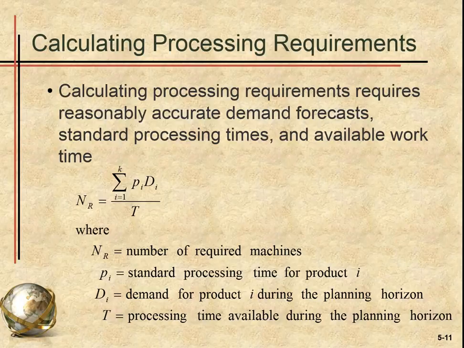So if you want to know how many machines you need to buy, you take the amount of time it takes you to manufacture one product times the amount of demand you have for that product, divided by the available time you have to use the machine. And that's the tricky one where some people get confused. What does it mean, processing time available during planning horizon?